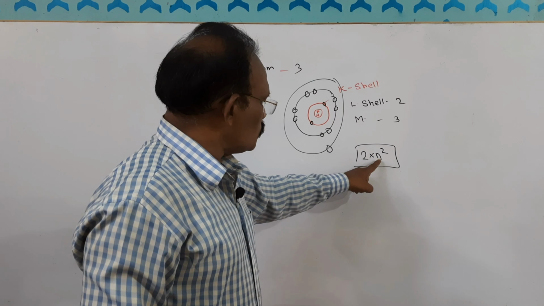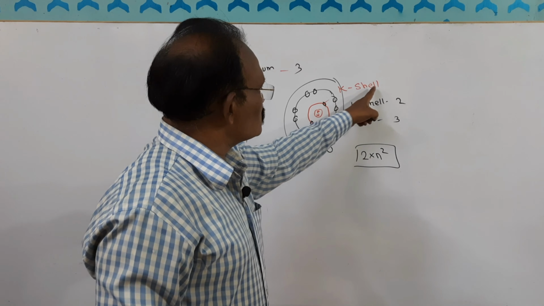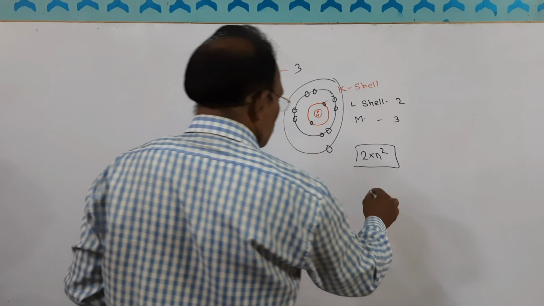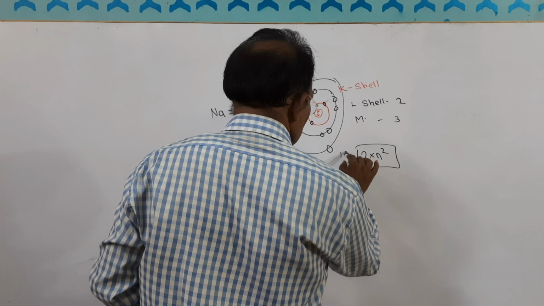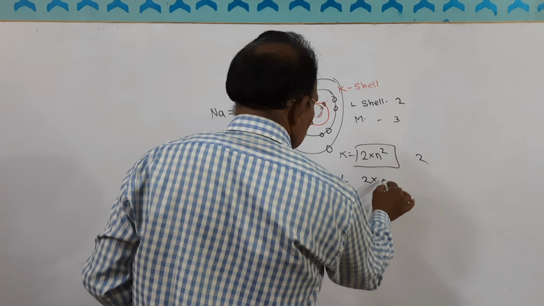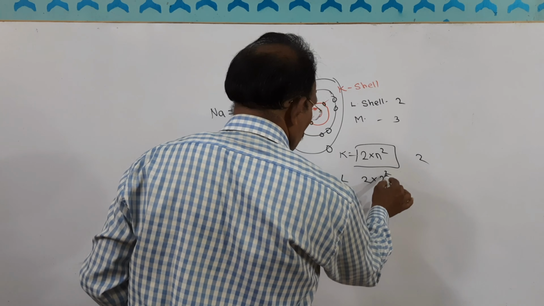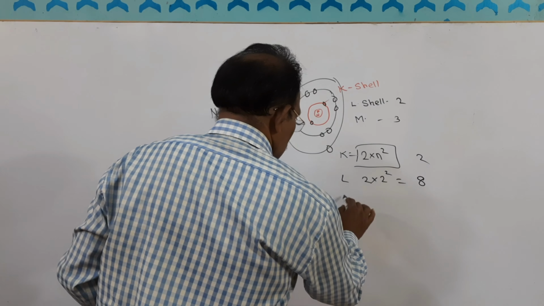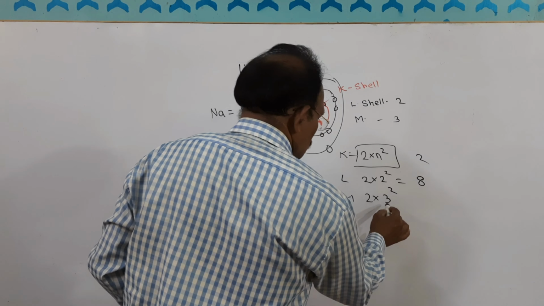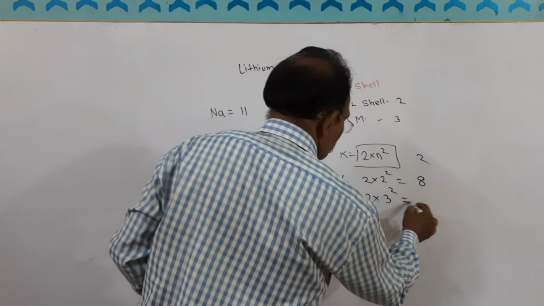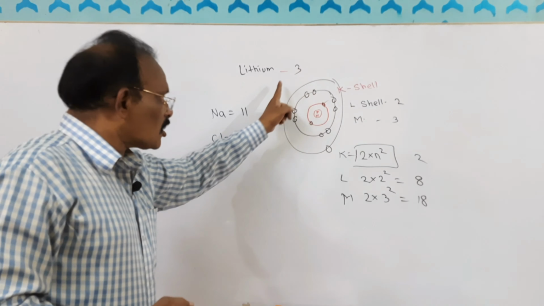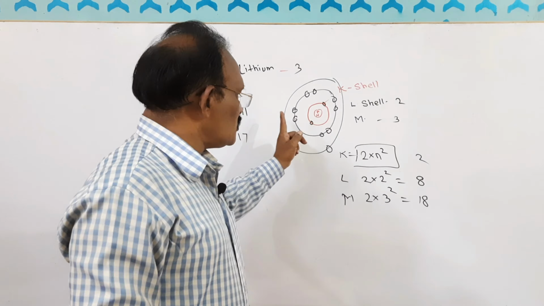See, for n equals 1, K is the first shell. So 1 square is 1, 2 times 1 is 2. So in the first shell, the K shell, it is 2. Now L shell. L shell means 2n square with n equal to 2. That means 2 square is 4, 4 times 2 is 8. The third, M shell: 2n square with n equal to 3. 3 square means 9, 9 times 2 is 18. So the maximum number of electrons that can be accommodated in the third shell is 18.